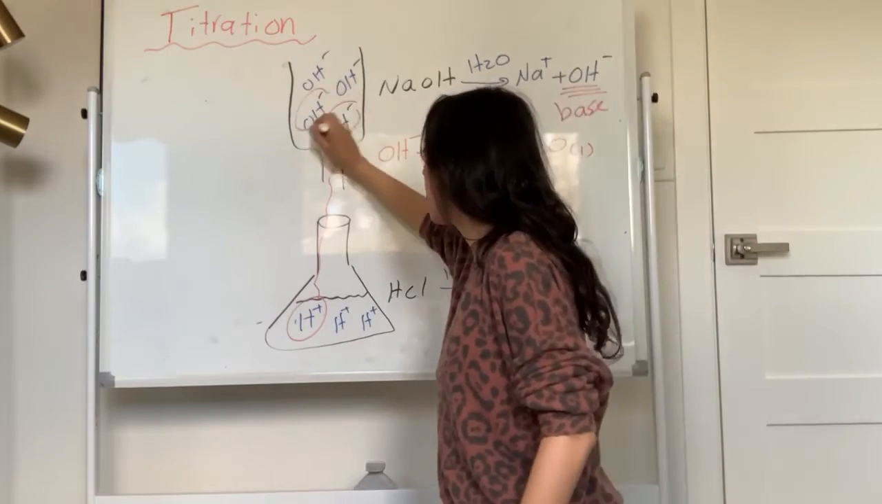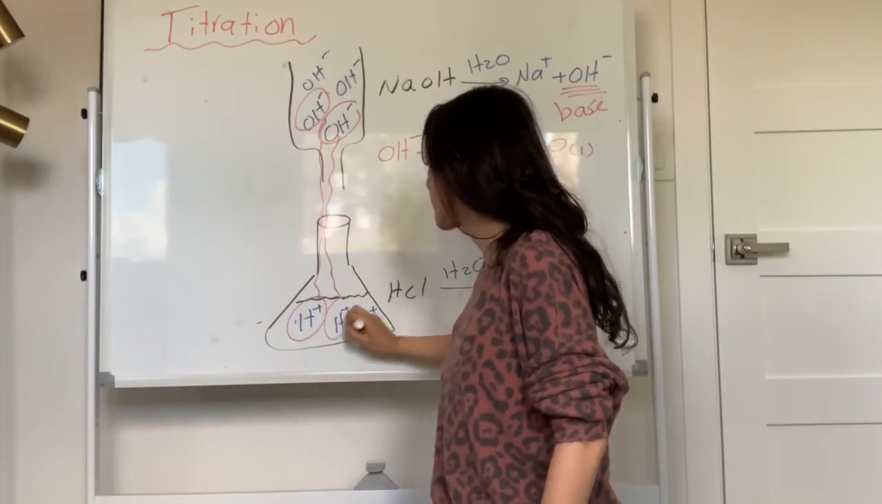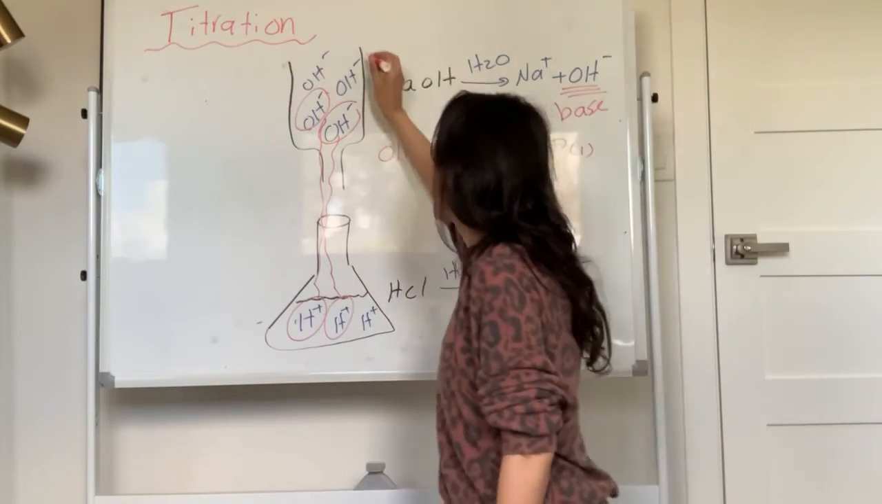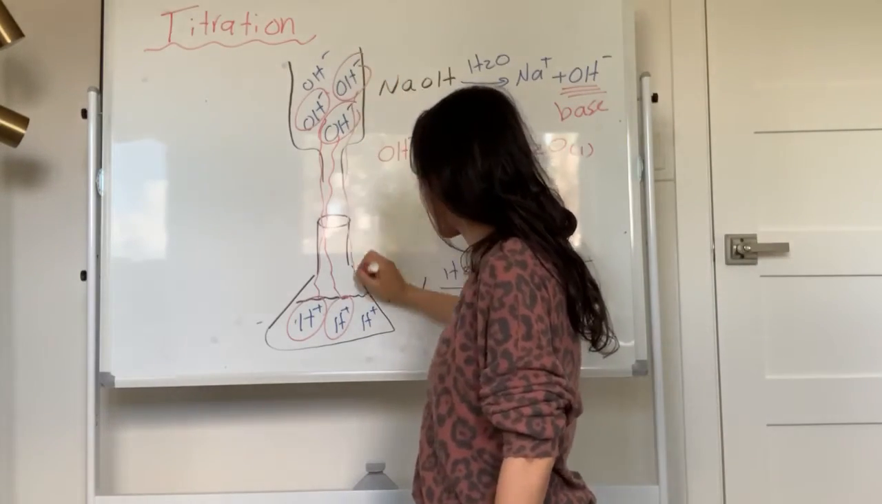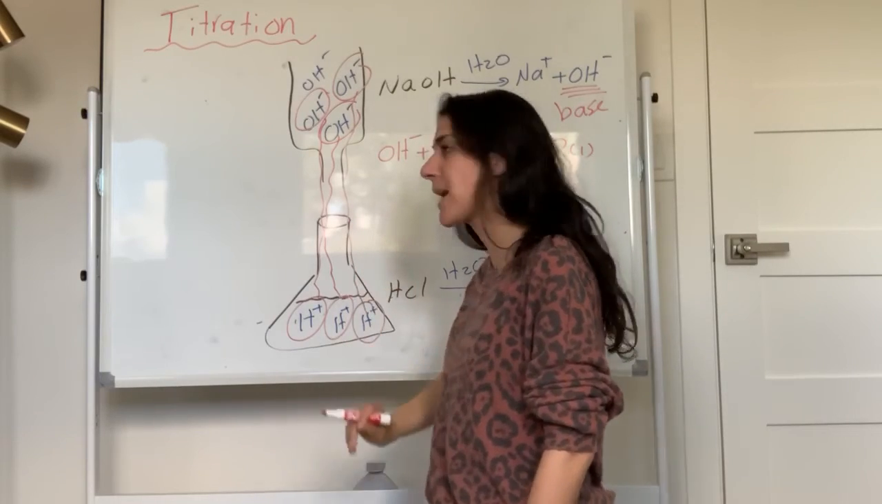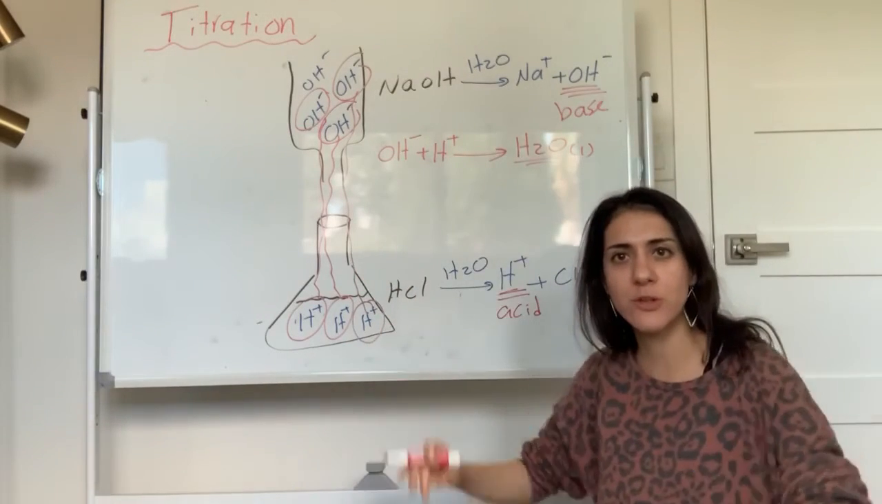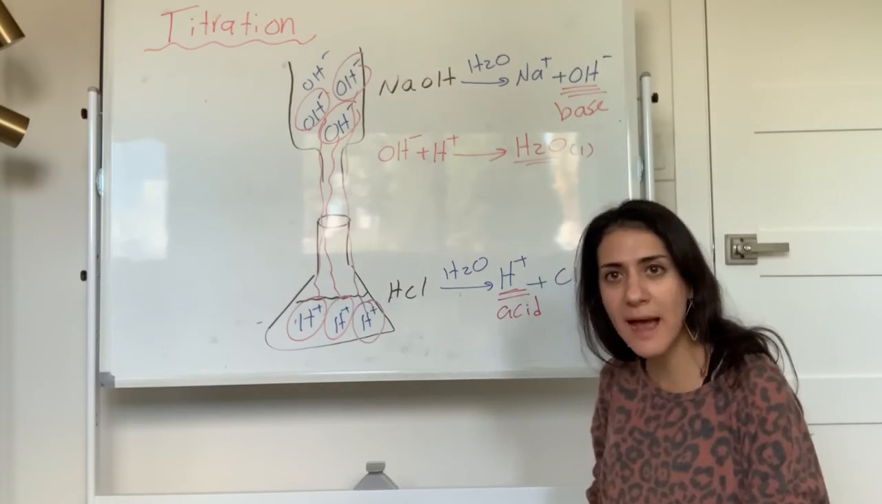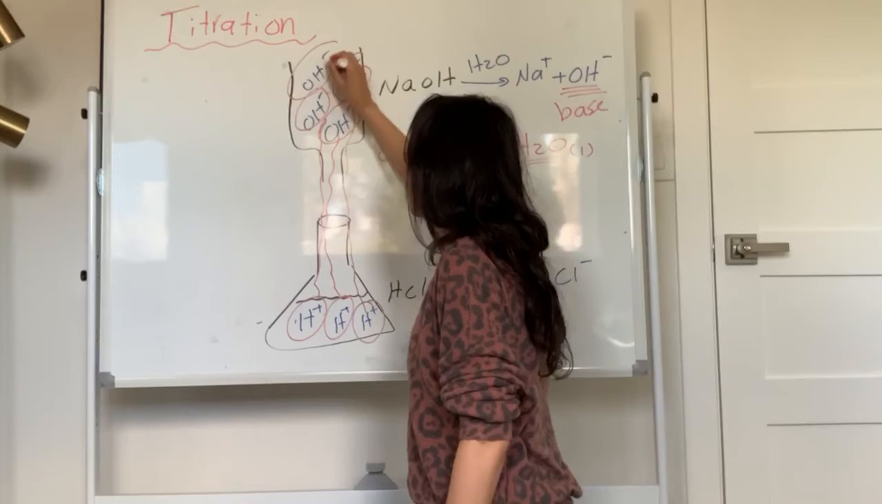I'm going to add another OH-, it goes down here, reacts with H+, and neutralizes it out. I'm going to add another OH-, it goes down here, reacts with H+, and neutralizes it out. So far so good. That's why we're still clear. Nothing's really happening. Now I'm going to add another OH-.